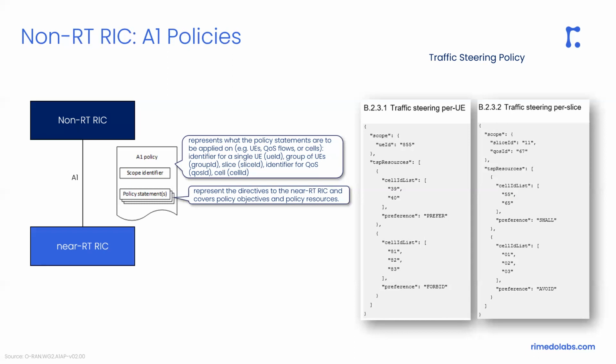And then we have the traffic steering per slice, where it basically says all the UEs within a slice, within that particular quality of service ID, those are the cells that we could use. And then the near real-time RIC, having that information, can say, well, this user will be connected to that cell, and that user for that connection will be using dual connectivity.